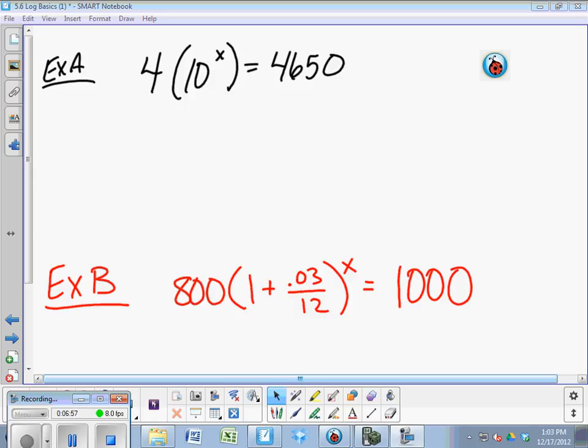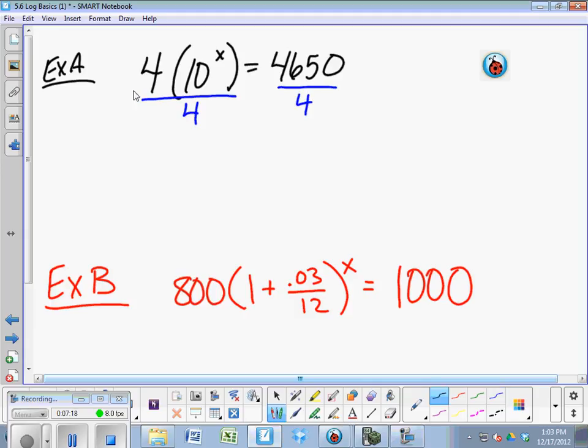Example B will help us with that. It should be step 2. Step 1, divide the 800. Step 2, use logs, and then proceed with the problem. Okay? In A, you should have divided both sides by 4 by now.